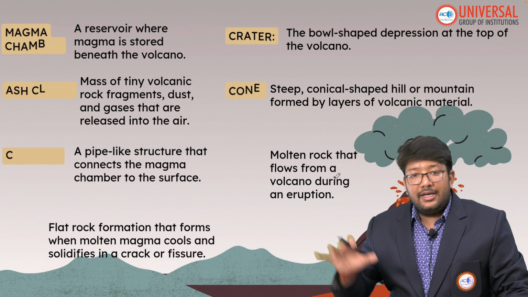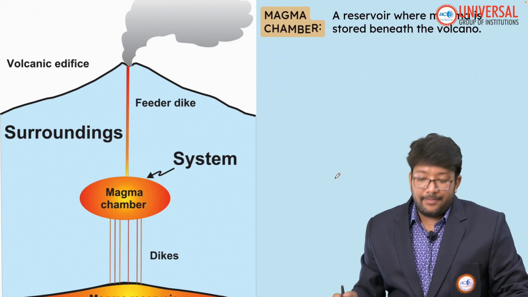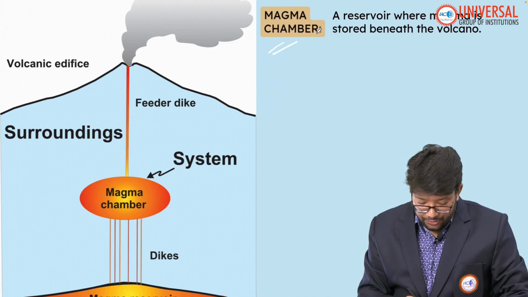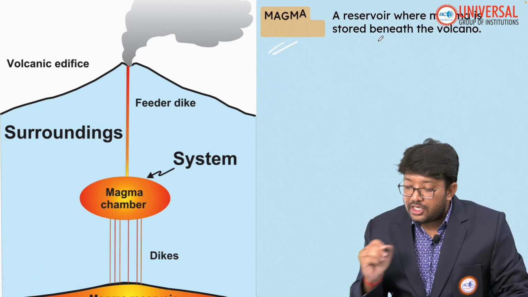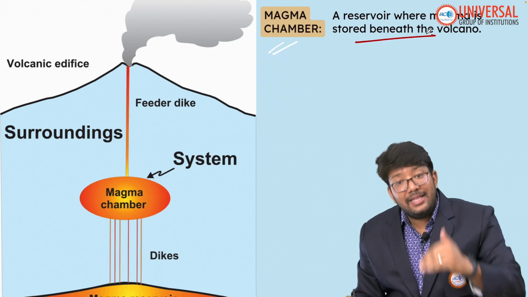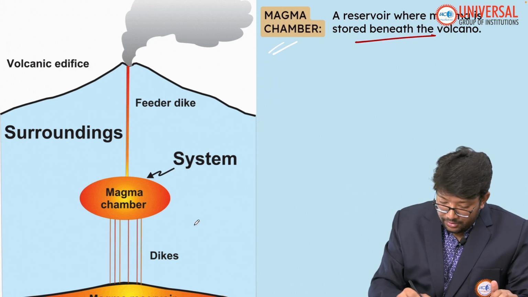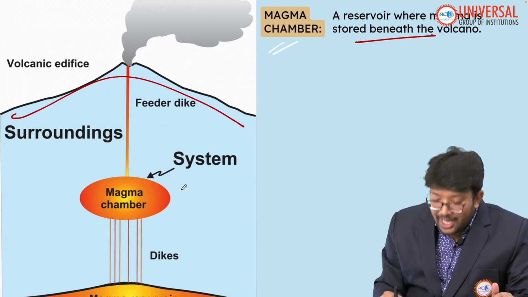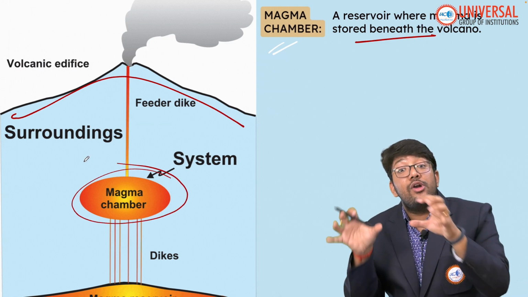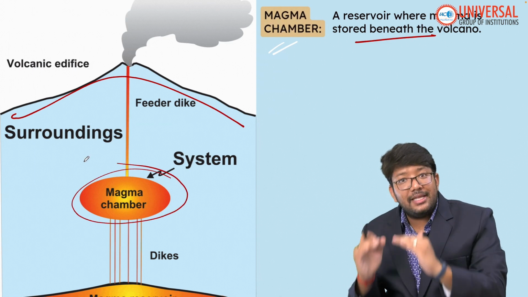First we will talk about the magma chamber. As I already showed you, the magma chamber is a reservoir where magma is stored beneath the volcano. This is the volcano, and this is the magma chamber, where the magma, meaning the molten rocks, is stored beneath the volcano.